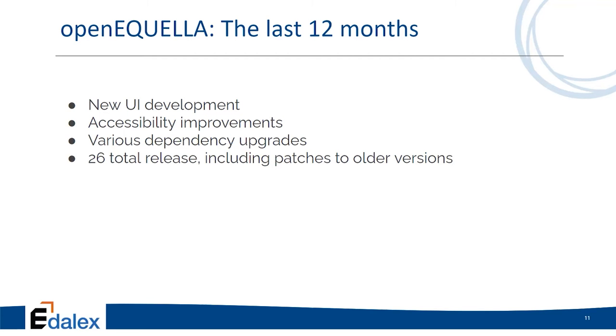So how is openEQUELLA evolving? The key focus over the last 12 months has been to overhaul the user interface. As a mature platform, it was in desperate need of a refresh. This development will continue for the next couple of years, given the size and maturity of the platform. In addition to the work on the UI, there's been extensive work completed on accessibility improvements, a number of key dependency upgrades, as well as patching of a large number of versions.